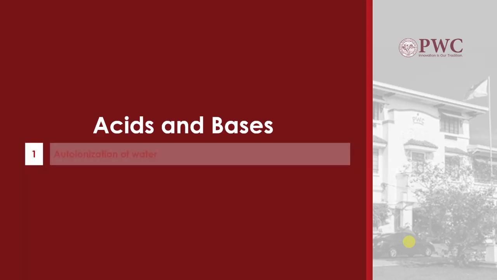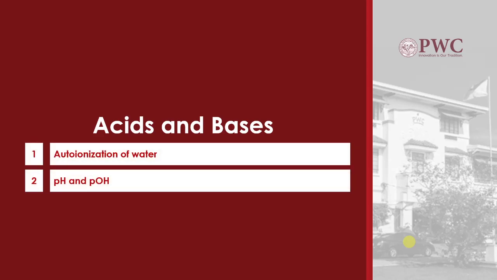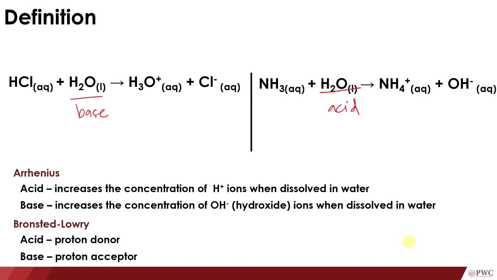Here we'll discuss autoionization of water and pH and pOH. As we discussed before, water is an amphoteric substance, meaning it can be a base or an acid. In this reaction, it acts as a base because it is the one accepting the proton from HCl. In this reaction, it acts as an acid because it's the one donating the proton to NH3.